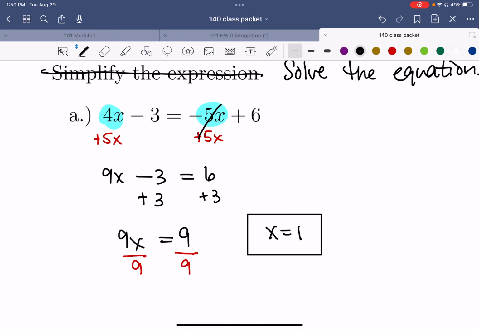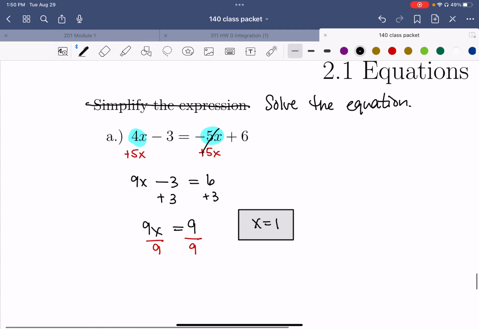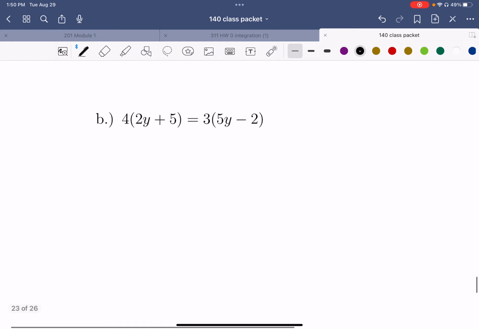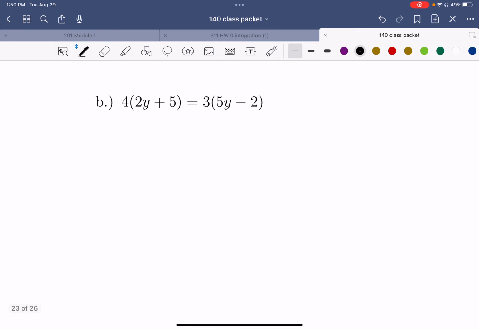And you can go ahead and plug that one in and check it. That's pretty quick and easy. For letter B, we're going to simplify the multiplication before we try solving. So let's distribute the 4 on the left. That's going to give me 8y plus 20. On the right, I'm distributing the 3. So 3 times 5y is 15y, and 3 times negative 2 is minus 6.